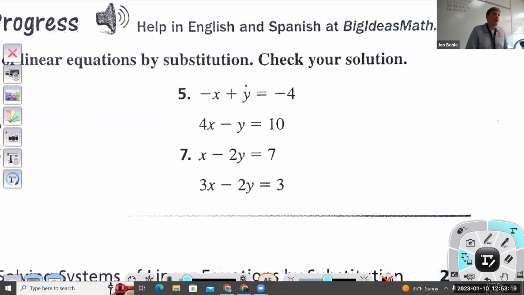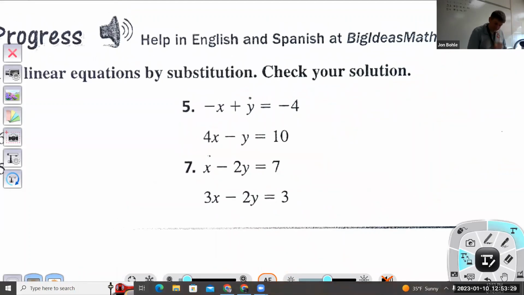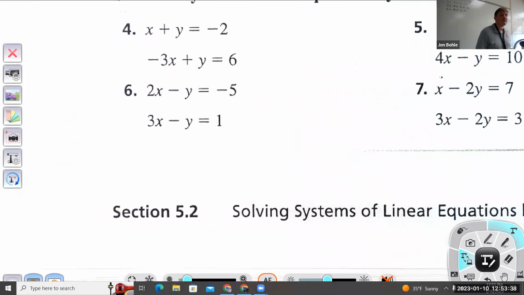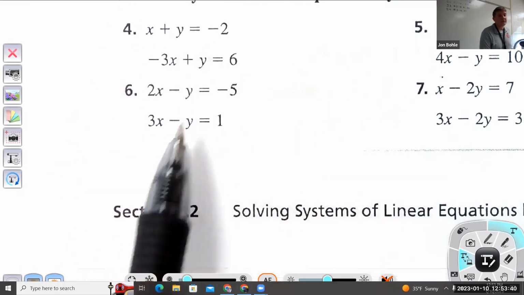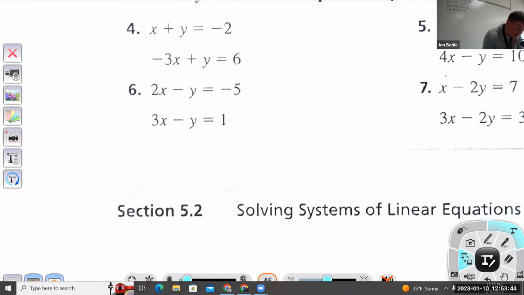What variable in what equation would be just the best one to get by itself? X in what equation? X in the top by a lot. It's one step, add 2y. Okay. Now, as you look at 6, though, you don't really have a choice. You're going to have to do some extra work at some point. To me, I would try to get one of the y's by itself. Okay, I'm going to show you how I would get this y by itself.